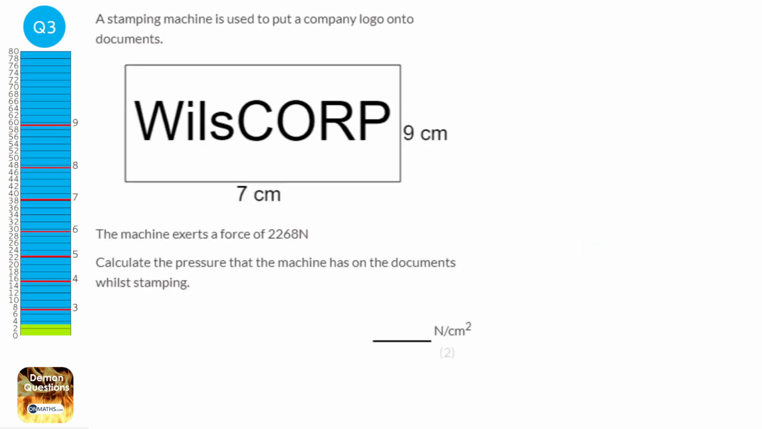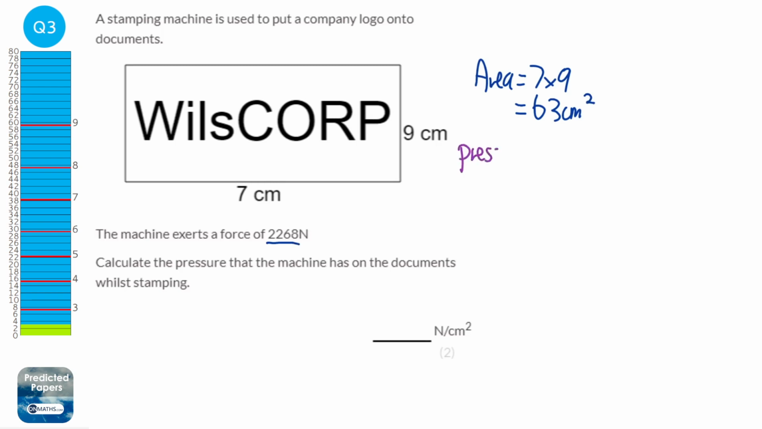To find the pressure, we need the area and the force. And we're given the force in the question, and so all we need to do is find out what the area is, which will be the 7 times the 9, which will be 63 centimeters squared. And the force is given to us in the question, so what we can do is write down the pressure formula, which says that pressure equals the force divided by the area.